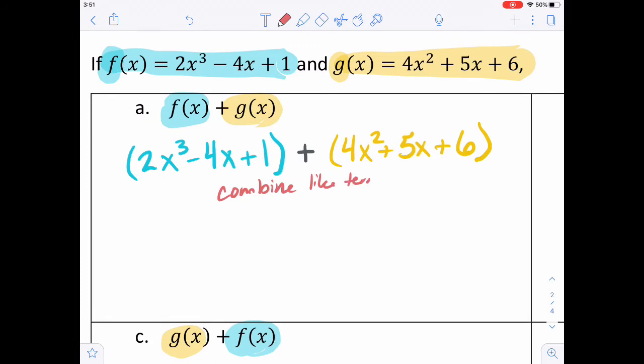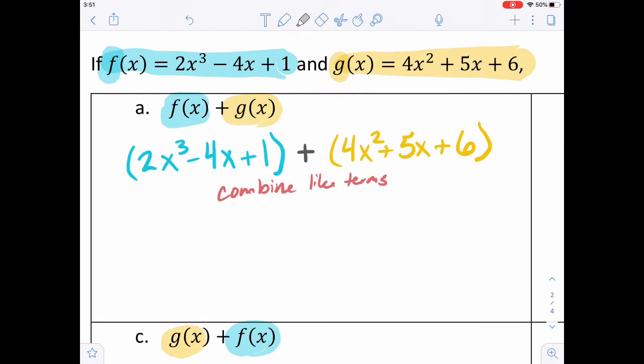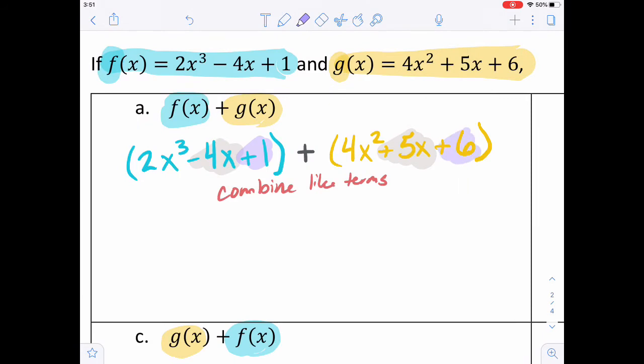Because we want to simplify. So we've got a like term in our x's, and we have a like term in these constants. And then we just traditionally want to write it highest power first. So we're going to start with this 2x cubed. Then we're going to go to our x squared term. Combining these, we get just x. And then we have plus 7. So this is our f of x plus g of x.